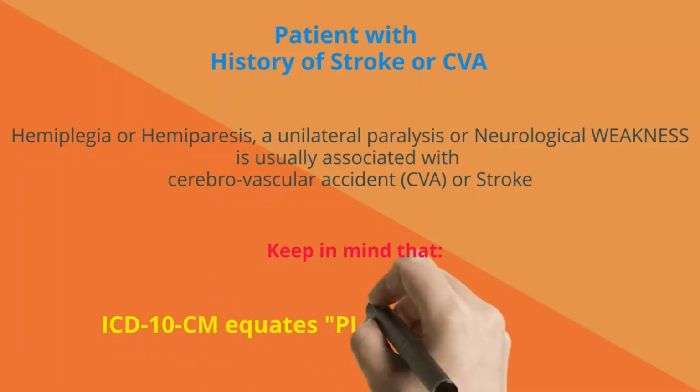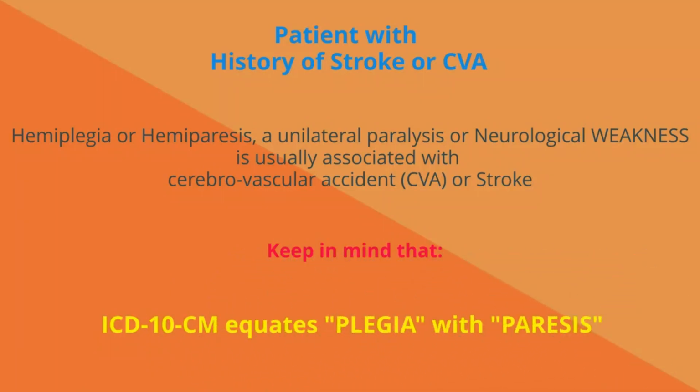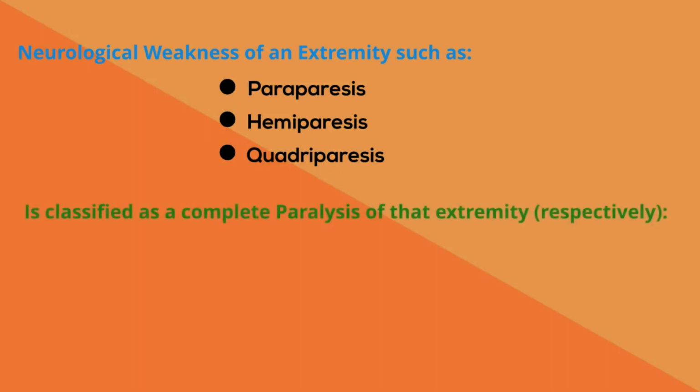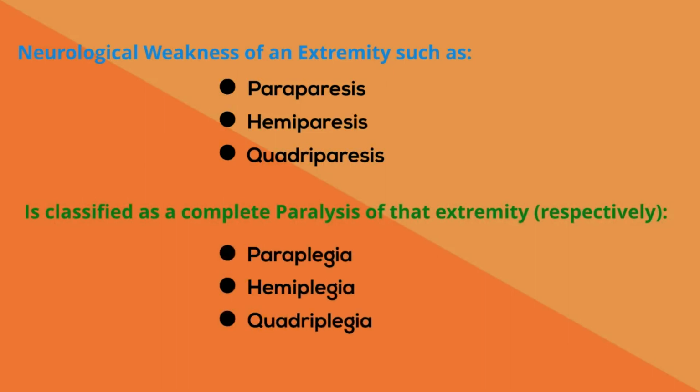Keep in mind ICD-10-CM equates plegia with paresis. That is why for coding purposes, neurological deficit such as paraparesis, hemiparesis, and quadriparesis is classified as a complete paralysis, paraplegia, hemiplegia, and quadriplegia, respectively.